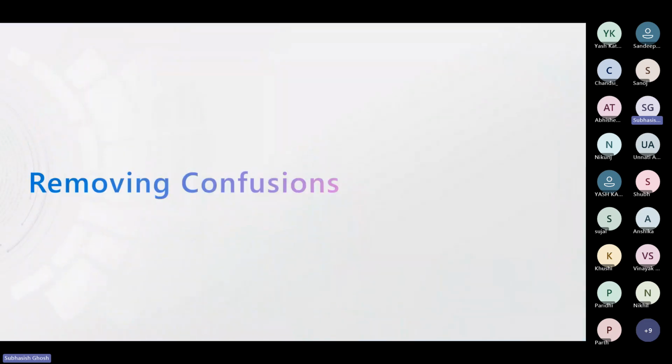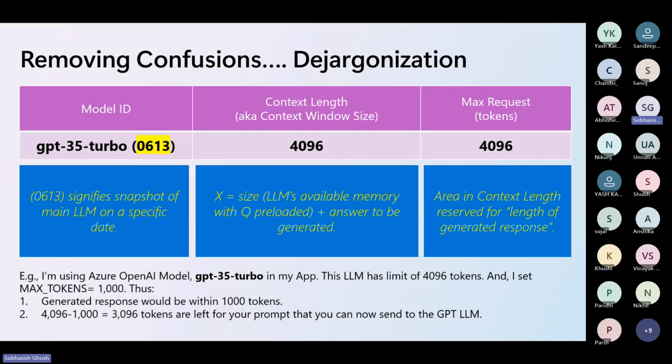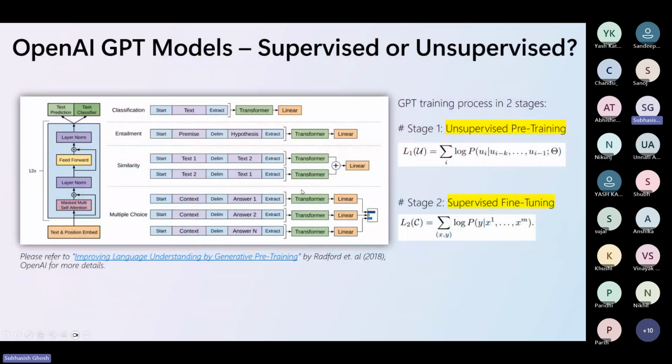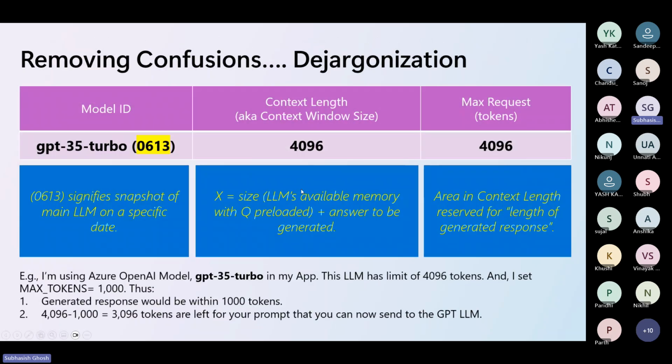Now, this section I've called removing confusions. I tend to meet a lot of people who mix up certain concepts at times. It's good to de-jargonize a lot of the generative AI confusion out there, so I'll explain what these terms mean.